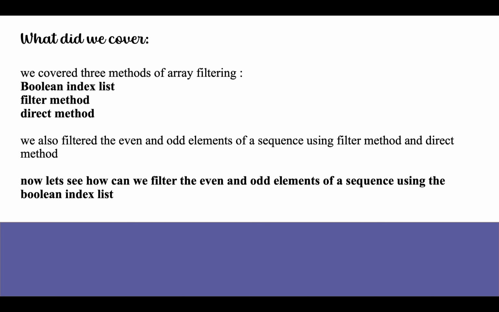Because in previous examples, we used to specify the Boolean index list beforehand. But now we are going to create the Boolean index list using the append method. That is, first of all, we'll create an empty Boolean list and then we'll insert the element as true or false according to a certain given condition. So let's move on to the coding part.